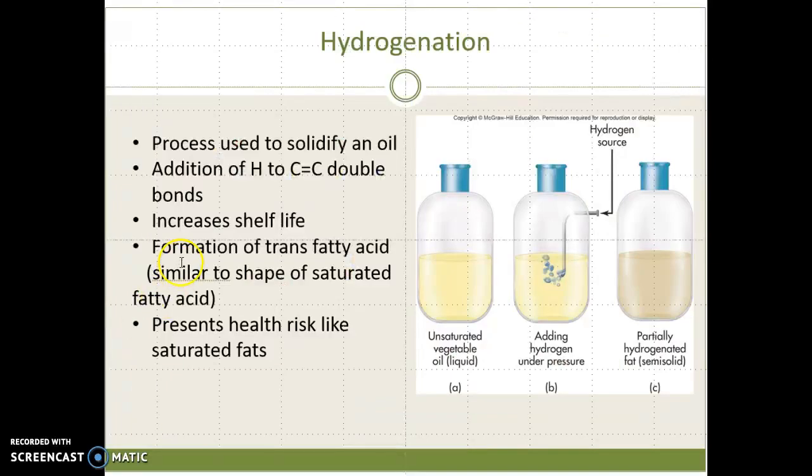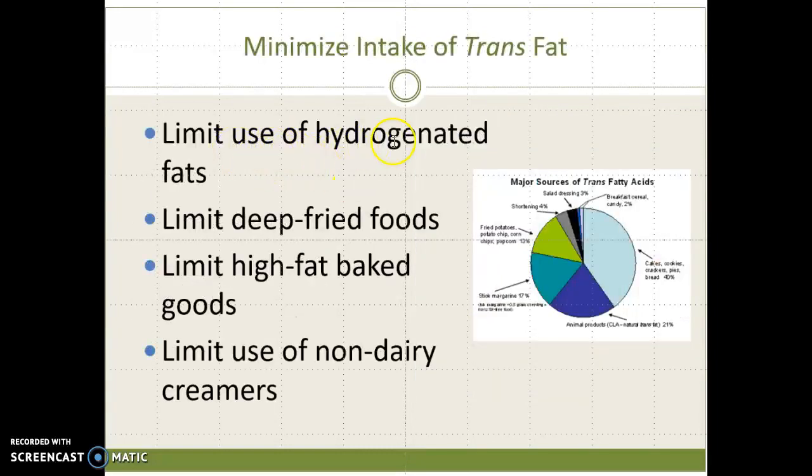So that was the system that goes through to take and make what is normally a double bond and make it a single bond. So under high pressure, you could take oils and they can become much more saturated and so they're semi-solid. So whenever you see a partially hydrogenated item in your food, it means you have more saturated fat than you might have had otherwise. So that's not necessarily healthy, and those are the trans fat that we talk about that has been formed. So we're limiting our use of hydrogenated fats, which means limiting deep fried foods, high fat baked goods, and non-dairy creamers because of the trans fat.